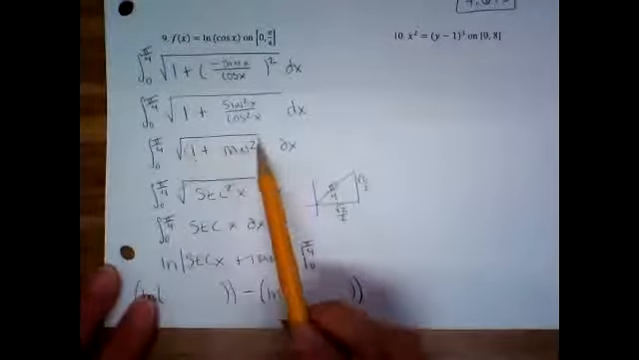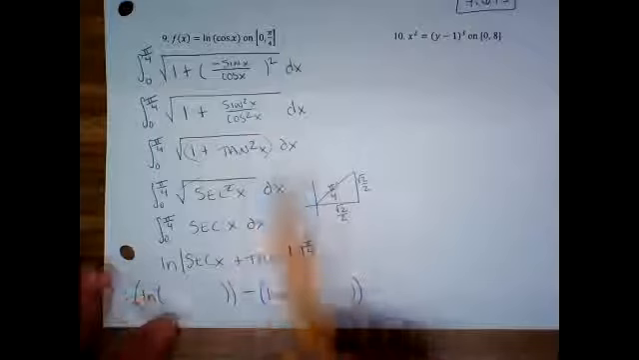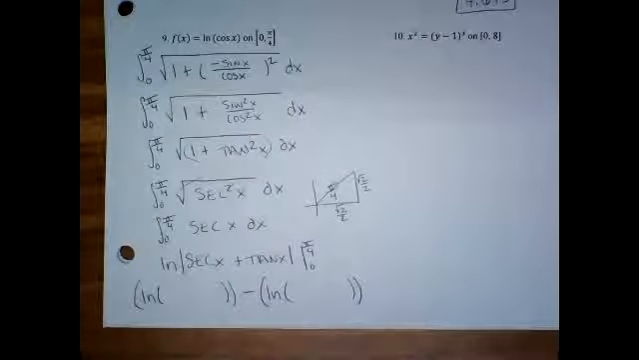So 1 plus tangent squared equals secant squared. That's just a trig identity that's just true. I don't have a real good explanation for that one. It kind of just is. It's kind of like sine over cosine equals tangent. 1 plus tangent squared is secant squared. It is.